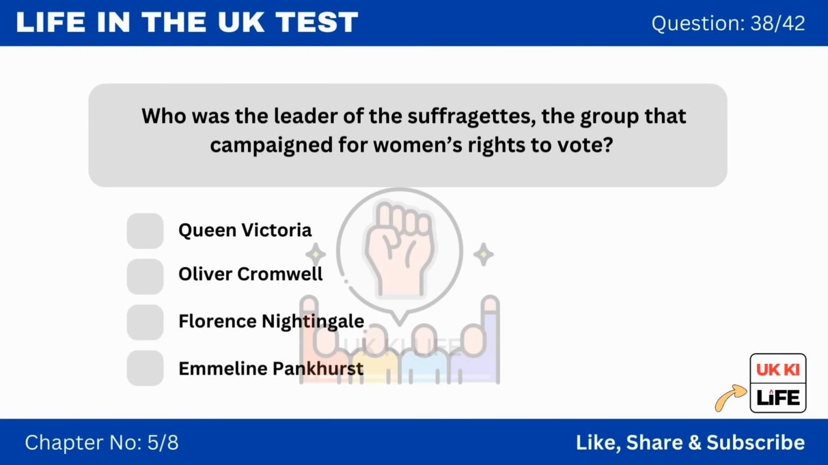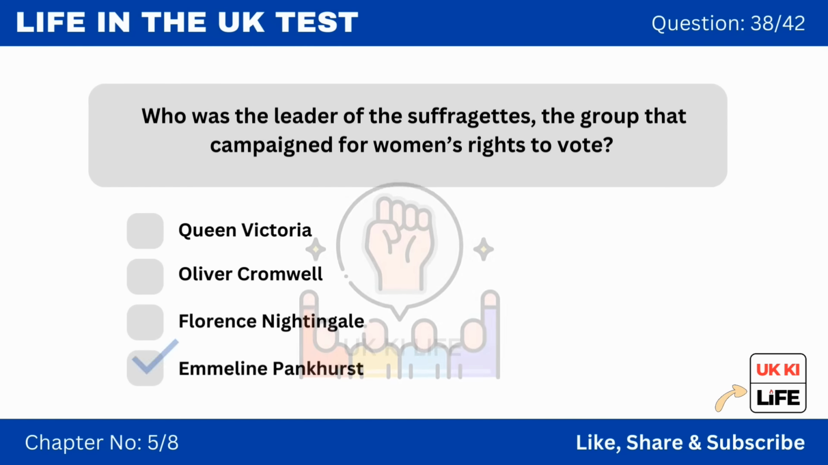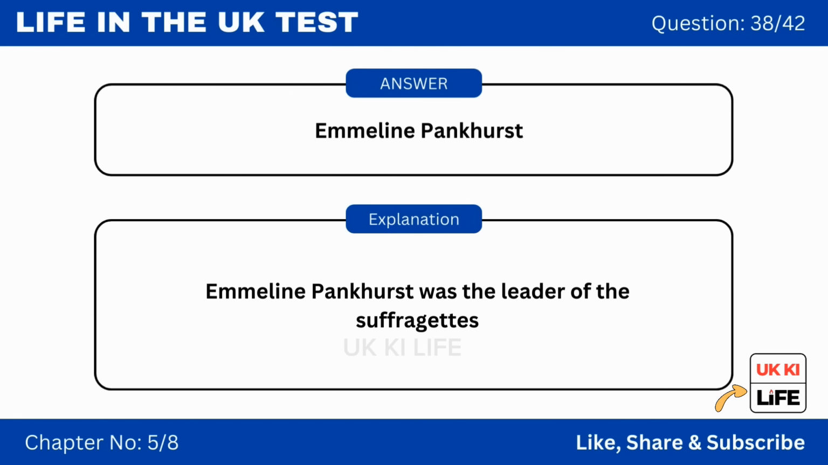Question 38. Who was the leader of the suffragettes, the group that campaigned for women's rights to vote? Queen Victoria, Oliver Cromwell, Florence Nightingale, Emmeline Pankhurst. The correct option is D. Explanation. Emmeline Pankhurst was the leader of the suffragettes.